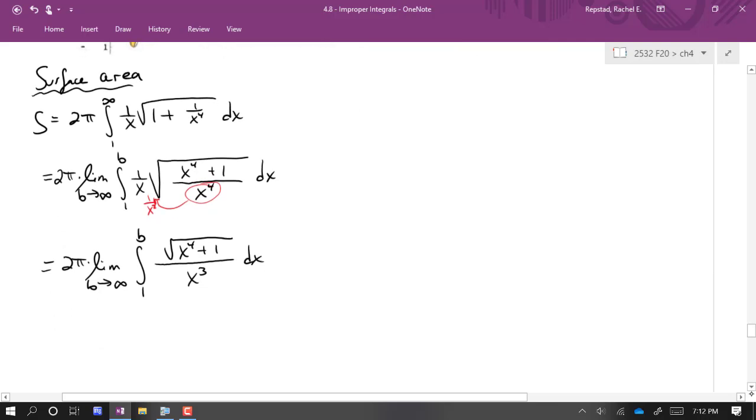Now, here what we're going to do is let u equal x squared. And if u is equal to x squared, then du is equal to 2x dx, and u squared is equal to x to the 4th. So du is 2x dx. I'm also going to take that equation and rearrange it to get dx. So dx is du over 2x.